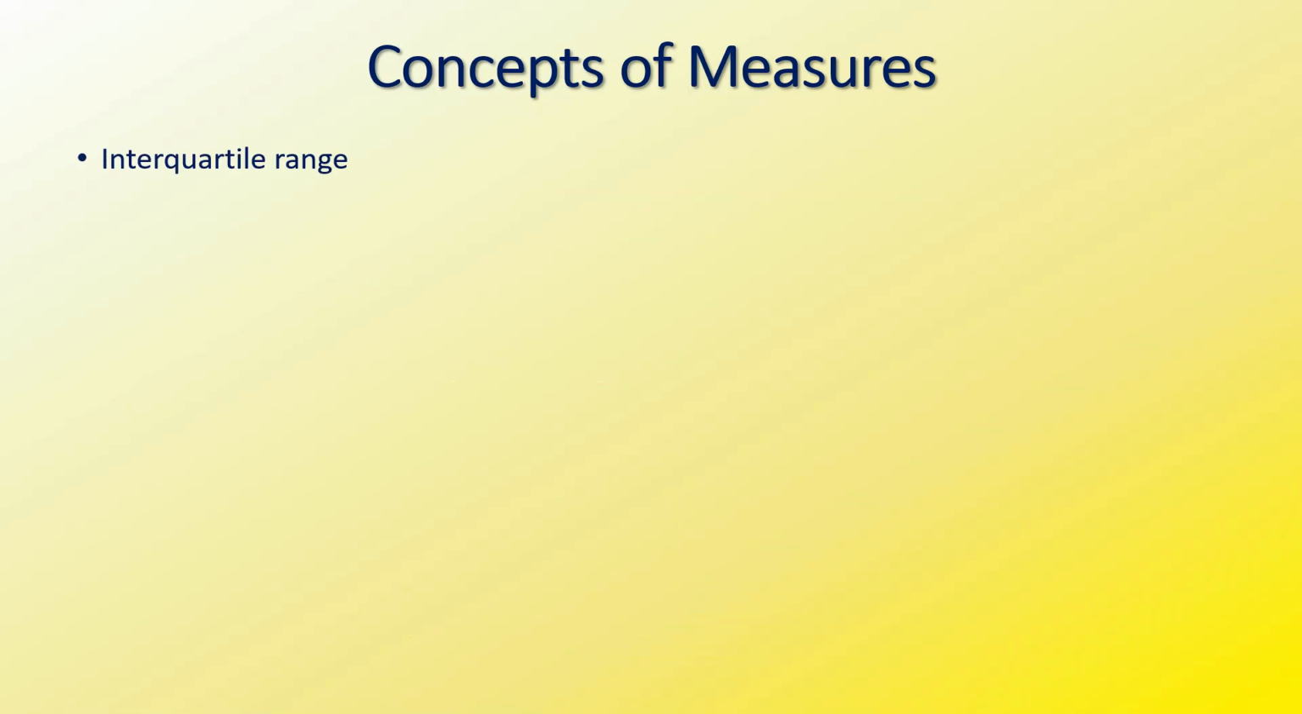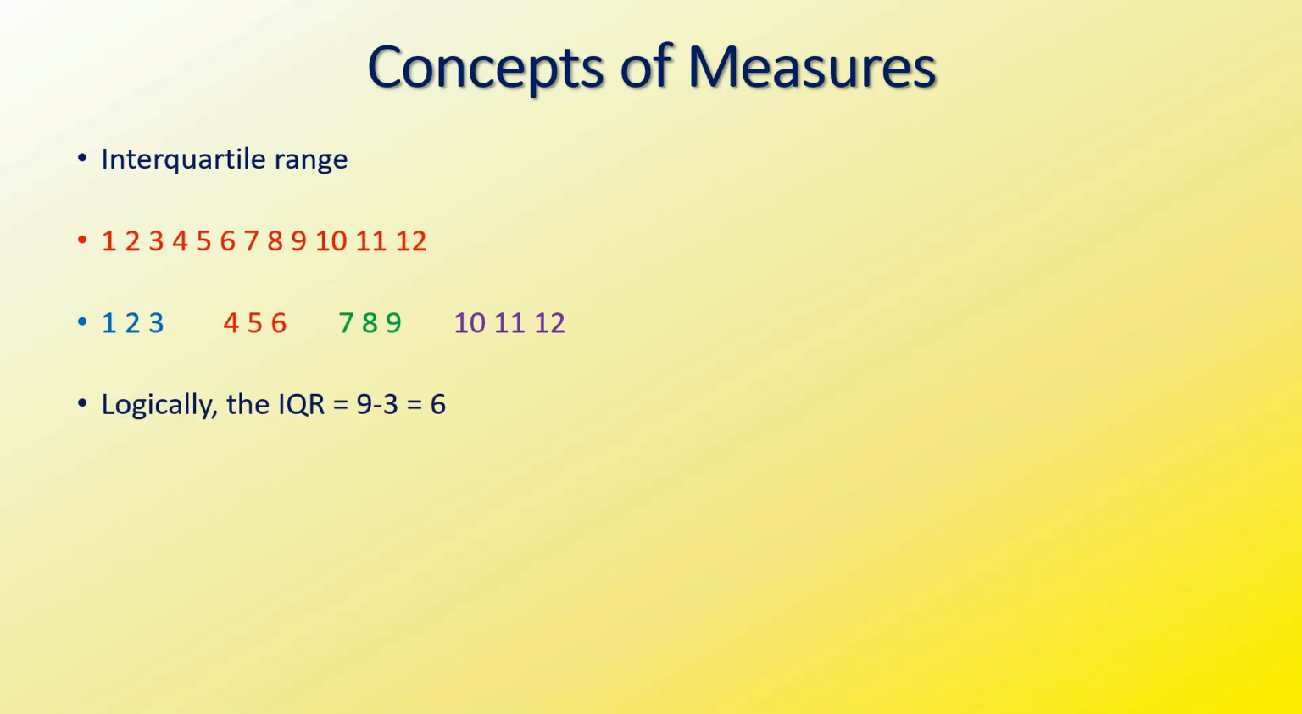The interquartile range is a very common non-parametric measure of dispersion. If you imagine a simple data set, I'm going to take an example of the numbers 1 to 12. For the interquartile range, we simply split these into quarters, and then we look at the difference between the first quarter and the third quarter. So if I look at this logically here, we can see that 9 is at the top of the third quarter and 3 is at the top of the first quarter. Subtract the two and we have 6.